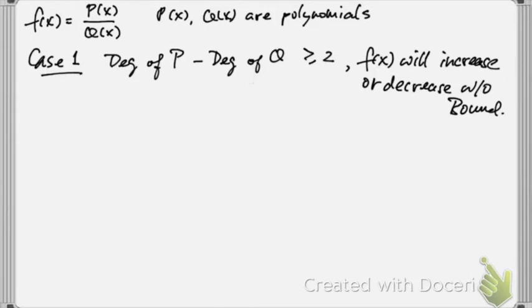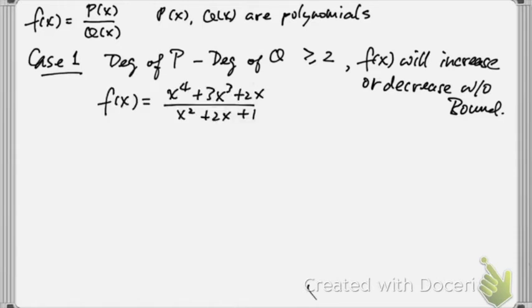The first case is when the degree of p is 2 or more larger than the degree of q. So if you take the degree of p as a number and subtract the degree of q, if that number is greater than or equal to 2, then f of x is going to increase or decrease without bound. Here's an example. As x goes to infinity, the dominant term in the denominator is going to be x squared, and the dominant term in the numerator is going to be x to the fourth. And x to the fourth is going to grow so much faster than x squared that the function is just going to keep growing. So it's going to increase without bound.